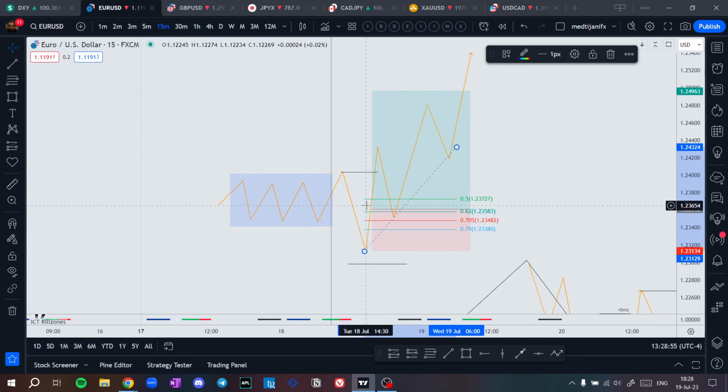Then we have a fair value gap. Sometimes we don't have a fair value gap. We have an order block, we have a mitigation block. But for me, I use those. But the priority one that I use is the fair value gap, because the fair value gap is what is called the IOF.